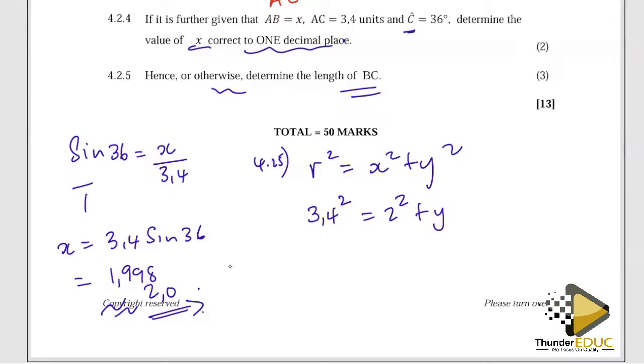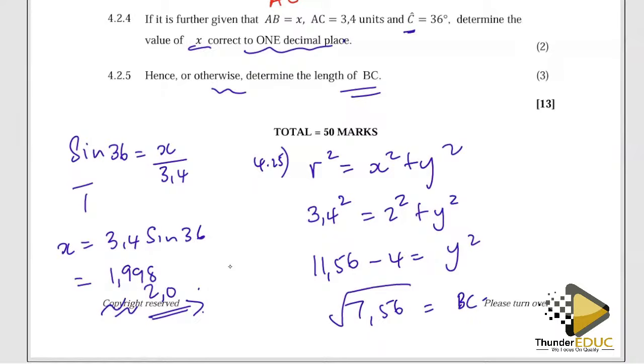Okay, so 3,4 squared is giving us 11,56 now. Minus 4 should give us a y squared. Then we know that this is going to be a 7,56 under square root. Should give us the length of BC. So square root of 7,56. Okay, they never told us the number of decimals, so it should be up to us. So that's going to be 2,75 units. So that's how we do it using the Pythagoras.